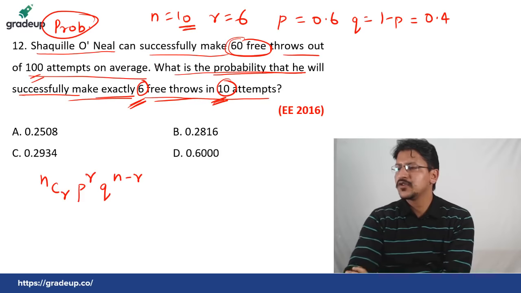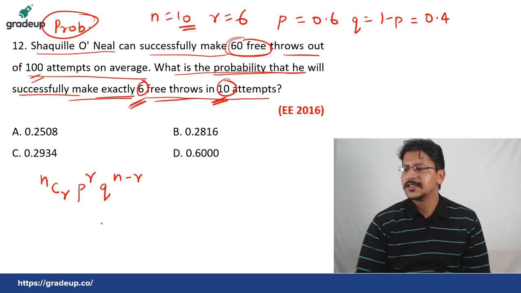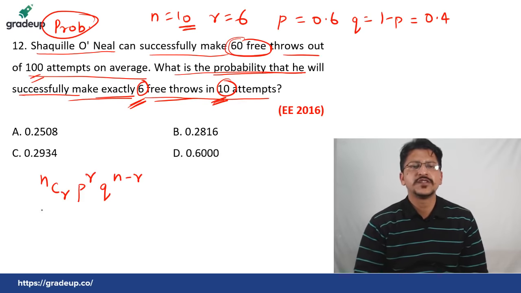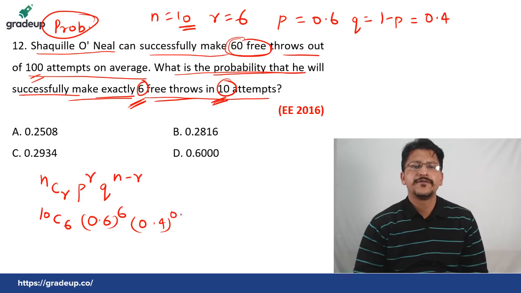Yes, 80 questions are enough, Arun. Yes. This is a question from binomial distribution. So 10C6, P is 0.6 to the power of 6, and 0.4 to the power of, sorry, 4. N minus R. This is N, this is R, so this will be 4. So just solve this, get the answer.